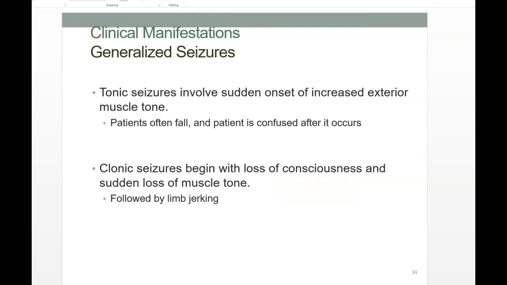Other types of generalized seizure: a tonic seizure involves onset of increased muscle tone. The patient often falls and is confused after it occurs. Clonic seizures begin with loss of consciousness and sudden loss of muscle tone, followed by limb jerking.